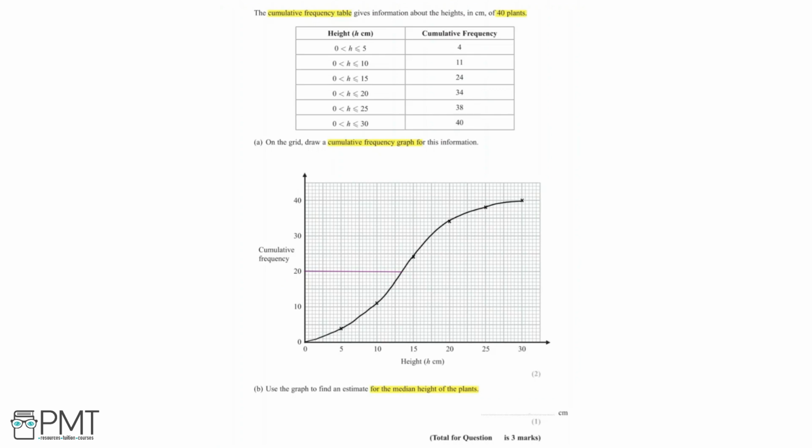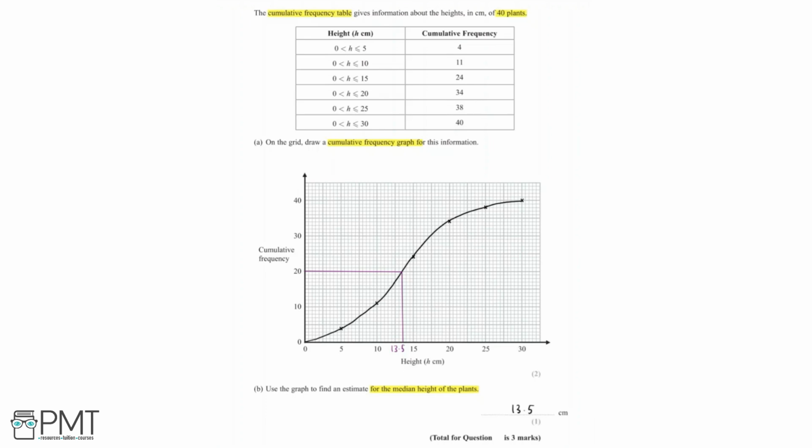And so we're looking for the value of the height at this point over here. We can draw a vertical line downwards to help us with this. We can see that the height of the plant when the cumulative frequency is equal to 20 lies at this point right here. And reading from our graph, we can see that the height is 13.5 centimetres when the cumulative frequency is equal to 20. And so we've found that an estimate for the median height of the plants is equal to 13.5 centimetres.